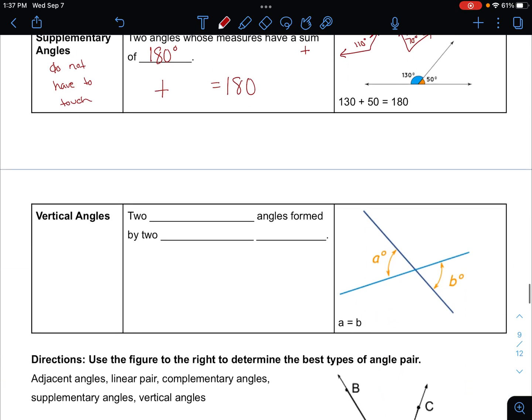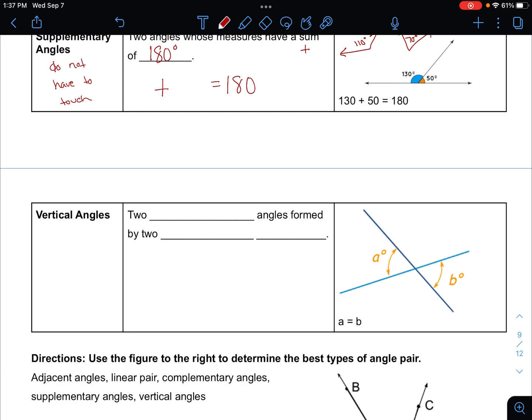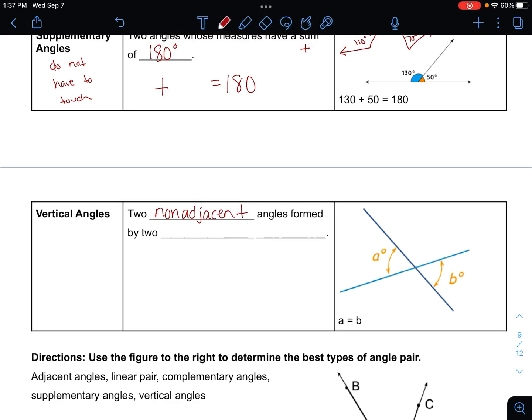Okay, and then our last word is vertical angles. This is going to come back to haunt you throughout the entire year. Okay, so vertical angles are two non-adjacent, so they are not touching, angles formed by two intersecting lines. Okay, so whenever you see two intersecting lines, look for vertical angles because they are going to be congruent.